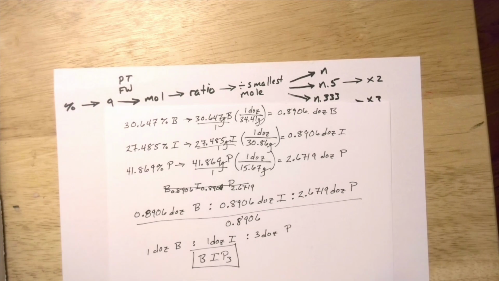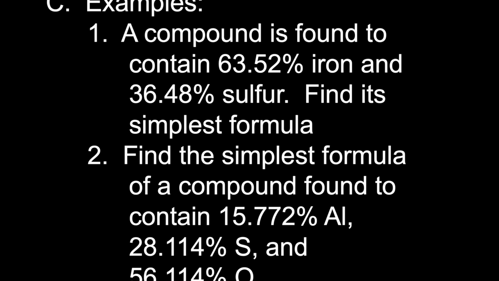All right, so let's go through some examples. What I would recommend doing is watch how I go about working these things out. And after about the first one or two of these, pause the video, work it out, and then play the video and see how close you got to that value. So the first one: a compound is found to contain 63.52% iron and 36.48% sulfur. Find its simplest formula.